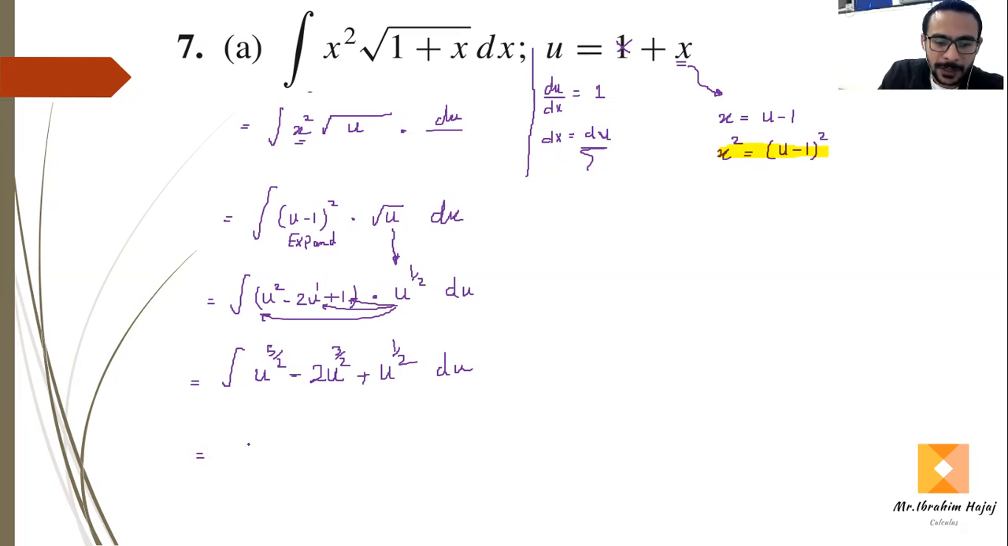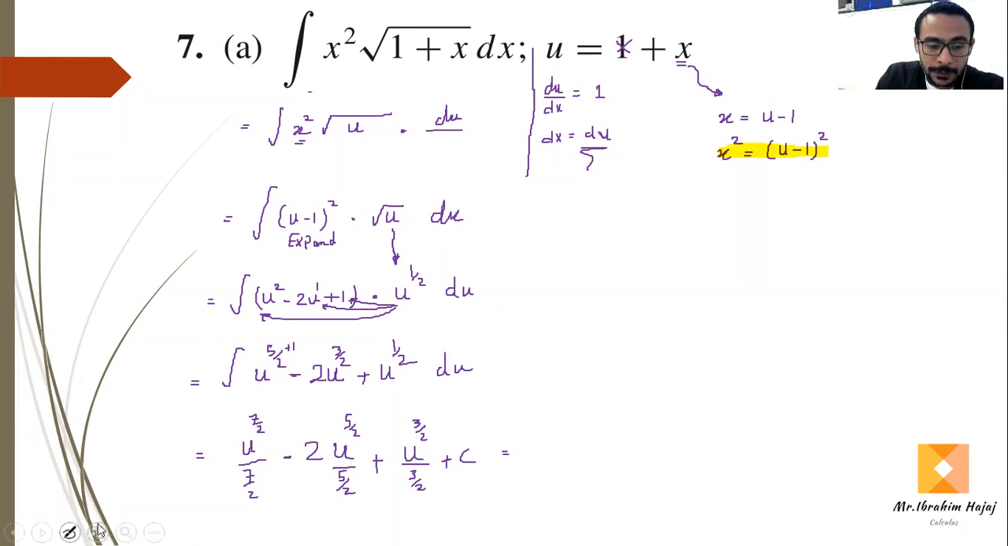Okay, integrate: each term, add one to each exponent. So 7 over 2. Why 7 over 2? I add 1 and divide by the new exponent, 7 over 2. Minus 2, then 5 over 2 over 5 over 2. Plus u again, power half plus 1, 3 over 2, over 3 over 2, plus the c. So to integrate this kind of question, we add 1 and divide by the new exponent.